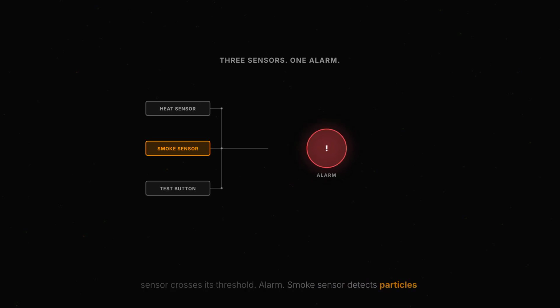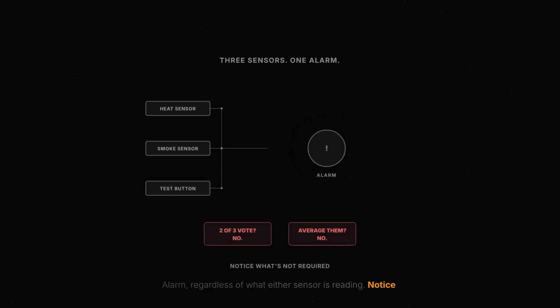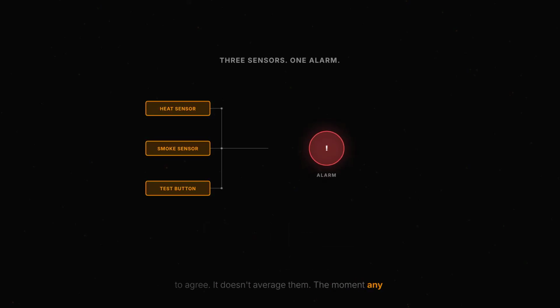Heat sensor crosses its threshold, alarm. Smoke sensor detects particles in the air, alarm, even if the temperature hasn't moved at all. Somebody presses the test button, alarm, regardless of what either sensor is reading. Notice what's not required here. It doesn't wait for two of the three to agree. It doesn't average them. The moment any single one of them trips, that's reason enough, immediately, full stop.